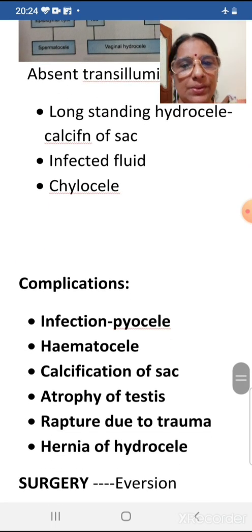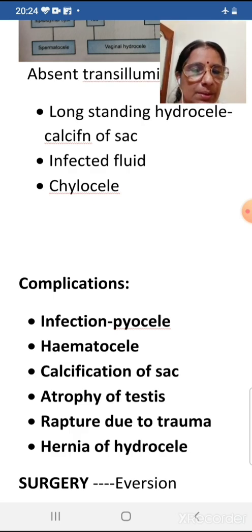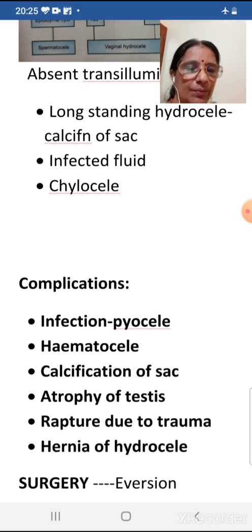Then what are the complications of hydrocele? Infection leading to pyocele, hematocele, trauma. Because of the huge swelling, it can lead to trauma and hematocele. Then in long-standing cases, calcifications can occur because of the presence of fibrinogen and all. Then because of the high pressure by the fluid, it can lead to loss of blood supply to the testis and atrophy of the testis. Then rupture of the hydrocele due to trauma. Then hernia of the hydrocele. It can open at one side and lead to collection of fluid outside the tunica vaginalis, that is the hernia of hydrocele. These are the complications of hydrocele.